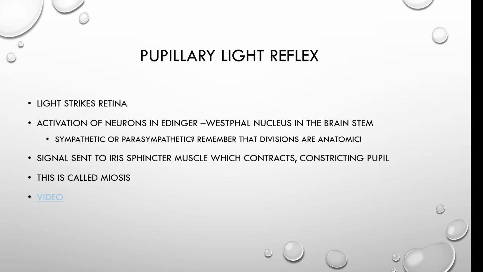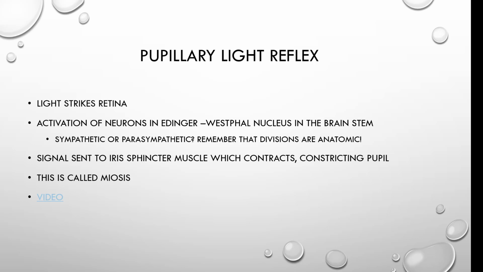A nucleus is a collection of cells of related function. Would you imagine that the Edinger-Westphal nucleus in the brainstem is a sympathetic or a parasympathetic structure? If you remember that the divisions between sympathetic and parasympathetic are anatomic divisions, right? Then it has to be parasympathetic because sympathetic cell bodies do not reside in the brainstem. They reside in the thoracolumbar spinal cord.